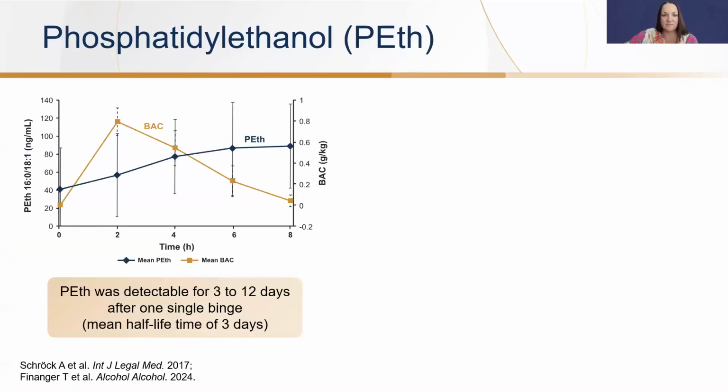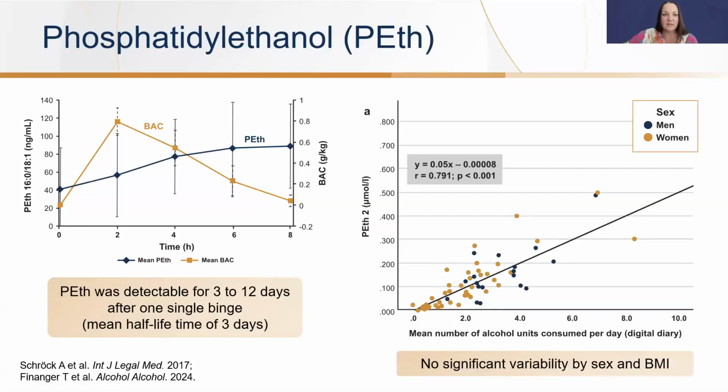As far as the PEth test goes, it is detectable for 3 to 12 days after one single binge drink. There's a mean half-life of 3 days. The table to the right just shows that there's no significant variability in the gender of our patients or how big they are or their BMI.